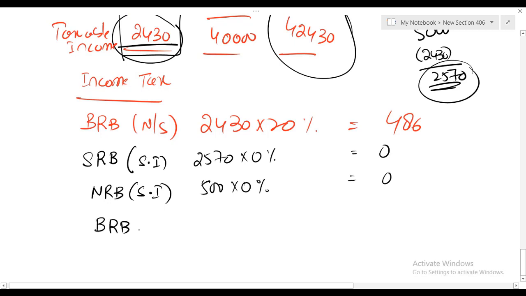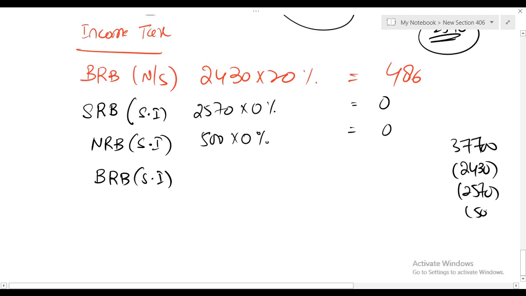Now let me check how much space is left in the basic rate band. Basic rate band saving income. Actually the limit of the basic rate band is 37,700. We have already used 2430, 2570 and 500. So let me see how much is left. 37,700 minus 2430 minus 2570 minus 500. It gives me 32,200. So still in the basic rate band, I have the limit of 32,200 where I'm going to apply 20%. 6,440.